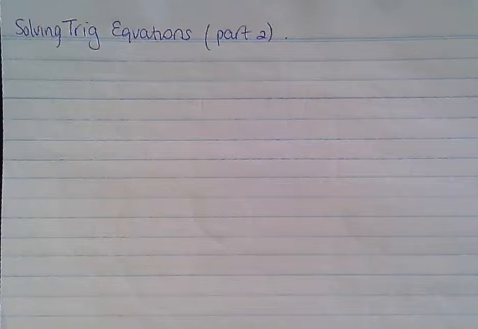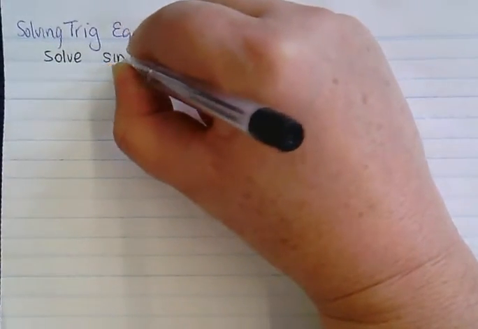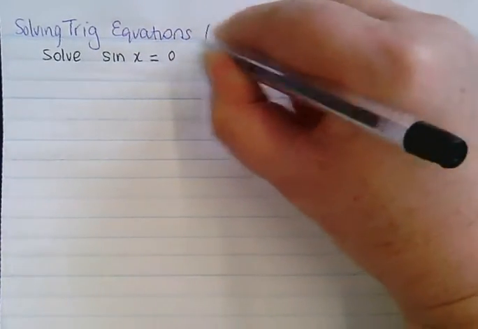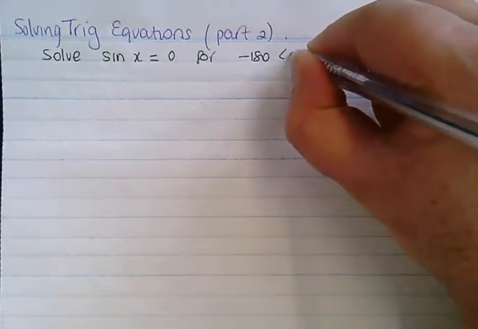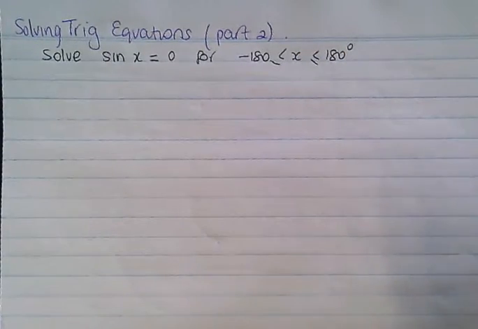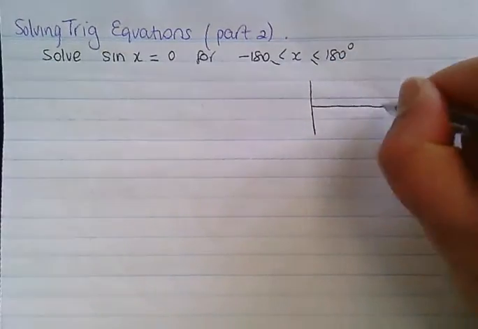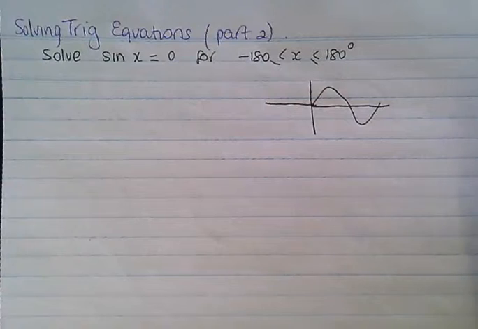Whenever you are asked to solve any trig equations, so I might ask you to solve sine of x equals 0 for negative 180 less than or equal to x less than or equal to 180. I haven't gone from 0 to 360 because I know you know the answer for that one. So what I'm going to do is draw the sine curve. But sometimes you've got to go backwards.